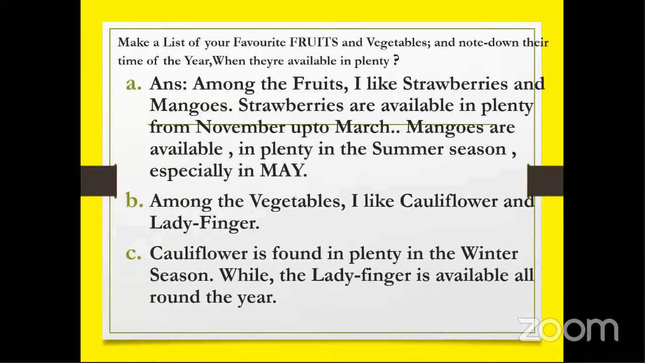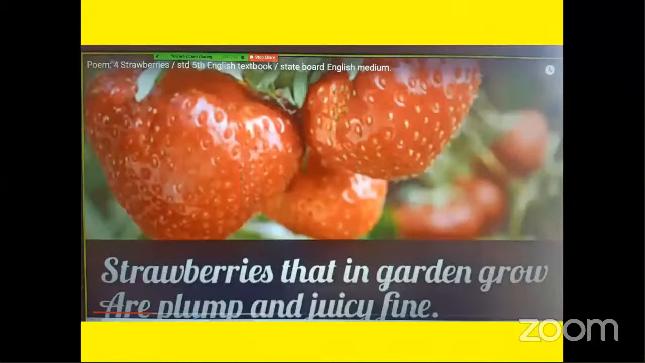Who can read this, from start to end? Sir, can I read? Yes. Among the fruits, I like strawberries and mangoes. Strawberries are available in plenty from November up to March. Mangoes are available in plenty in the summer season, especially in May. B. Among the vegetables, I like cauliflower and ladyfinger. C. Cauliflower is found in plenty in the winter season, while the ladyfinger is available all round the year. Very good. Excellent. Let us go to the next one.